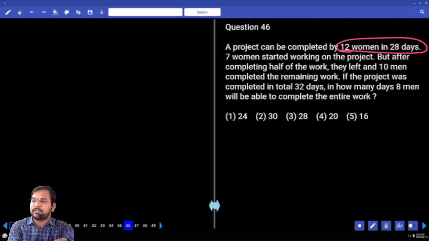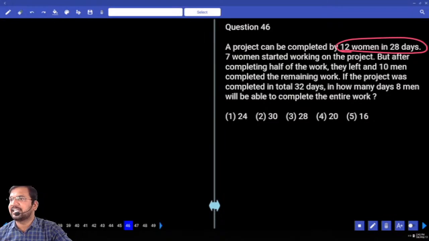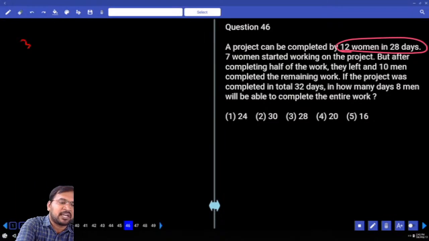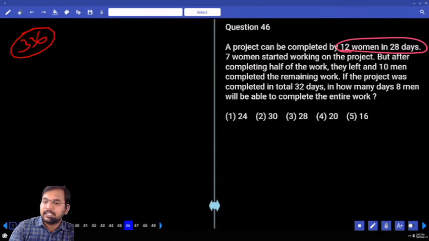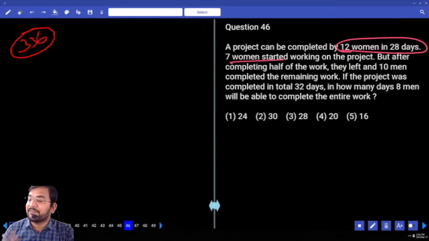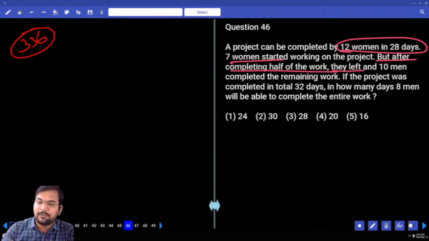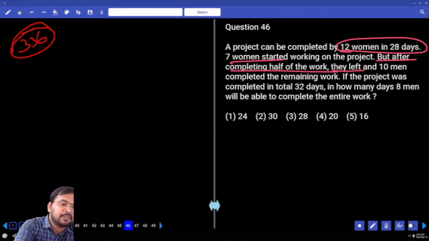First of all, 12 women, 28 days. 12 into 28 is 336, and the total work is 336. 7 women started, but after completing half of the work, they left. Half of the work is nothing but how much?